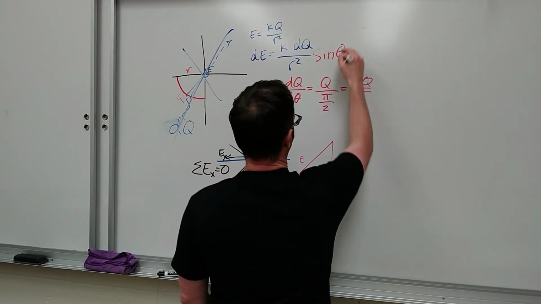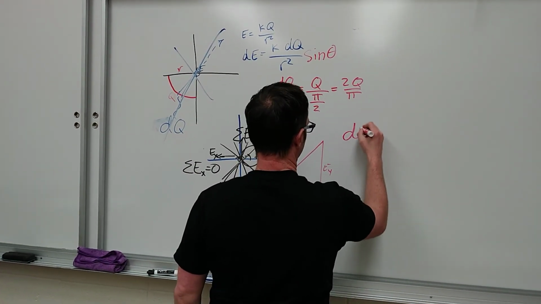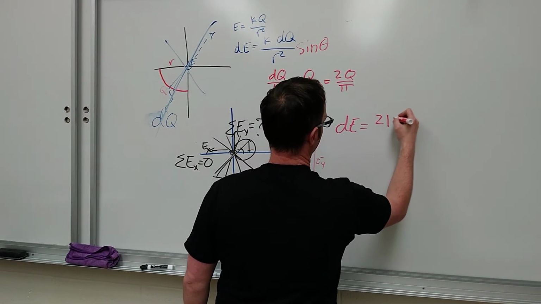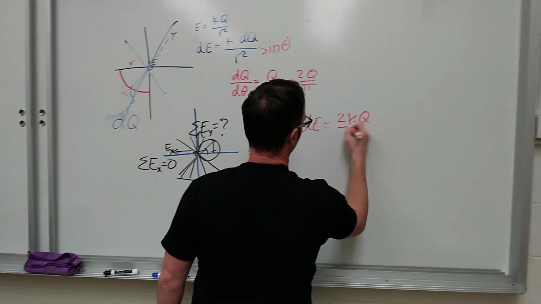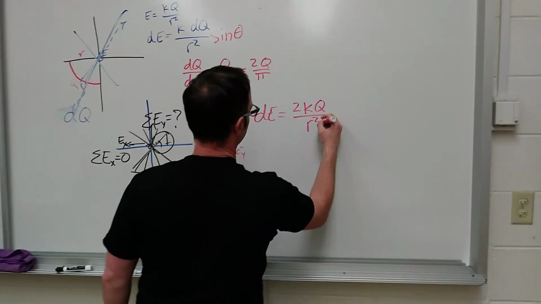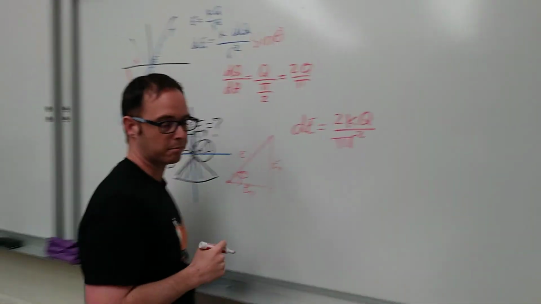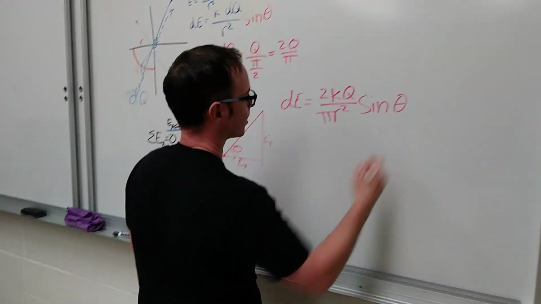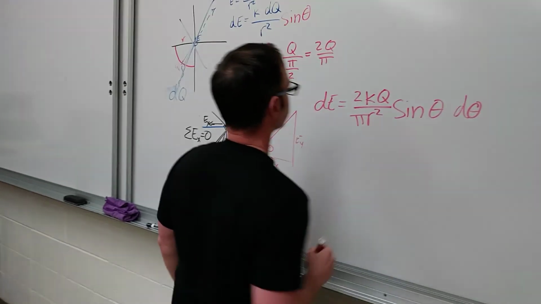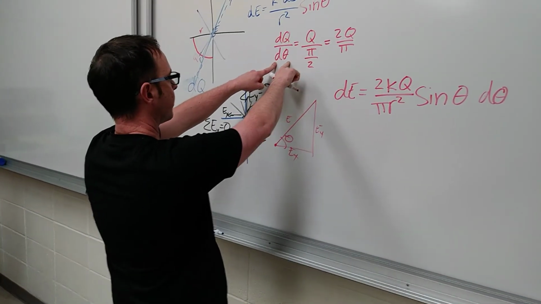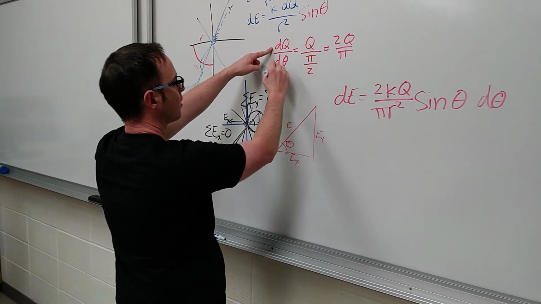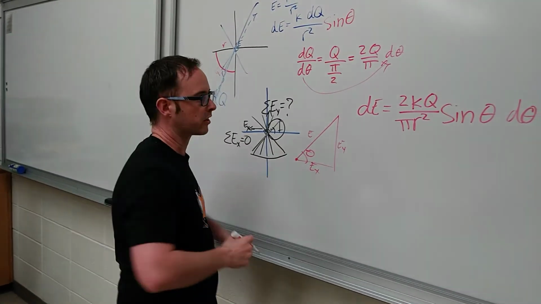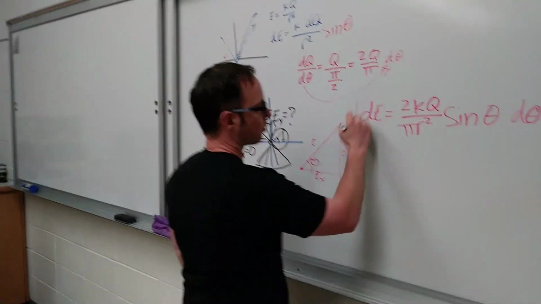So now, let's pull this down, we've got dE equals 2kQ over pi r squared, times the sine of theta d theta. Because for dQ right here, we pulled this back over here and got d theta. Sorry, I skipped a step. So this is the equation we have to work with.